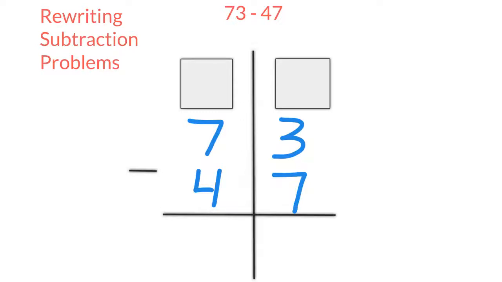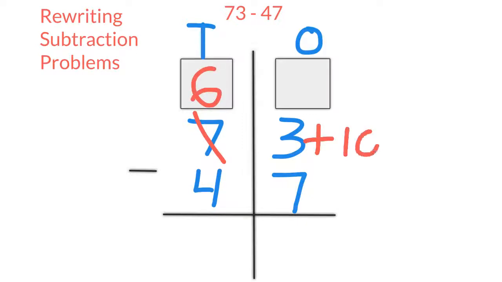So we always start in the ones place, and if you feel like it, you can label the tens and the ones. We have 3 ones, and we're trying to take 7 away. So we can't do 3 minus 7, so that tells me that we need to regroup to get 10 more ones. So 7 tens becomes 6 tens. The 3 gets 10 more ones, which is a fair trade, which gives us 13.